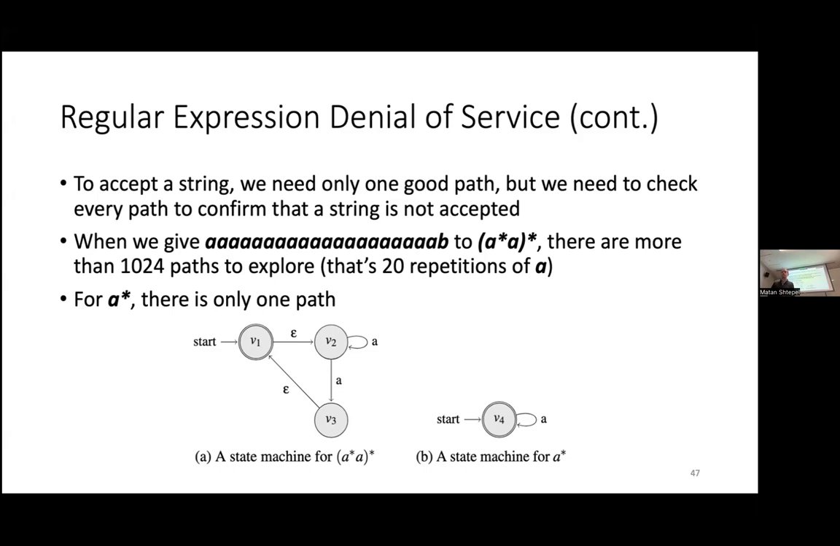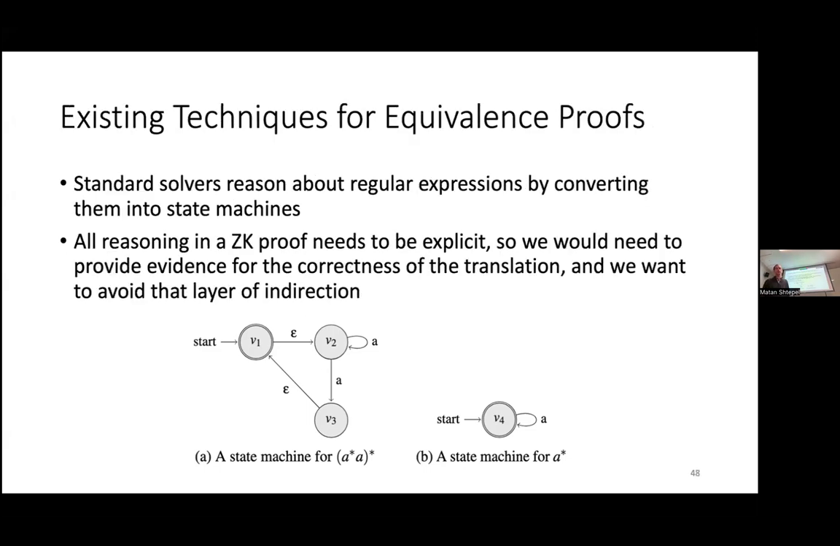Oh, no. So suppose that we want to prove that these two regexes are equivalent to each other. If we wanted to use a standard solver to do that, we would convert them into state machines and then reason about those state machines. But we don't want to do that because we're doing ZK proofs here. And all reasoning in a ZK proof needs to be explicit. That means that if we used state machine conversion, we would need to provide evidence for the correctness of our translation from one format into another. And we prefer to avoid that layer of indirection by reasoning about regular expressions directly.